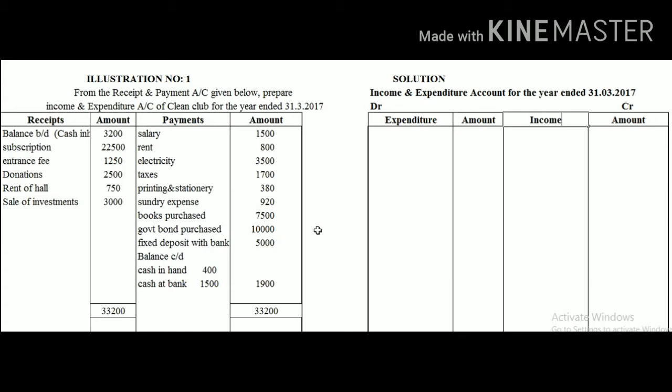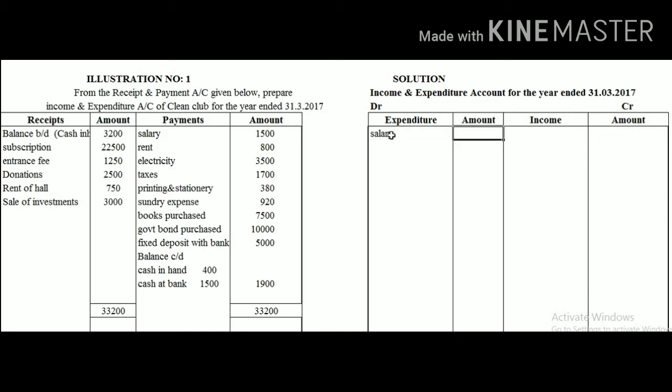The next step, identify the revenue payments. In the case of receipts and payment account, the payments are shown on the credit side, but at the time of preparing income and expenditure account, the expenditures are shown on the debit side. So the first payment is salary. Salary is a revenue payment, so it can be recorded in the expenditure side.